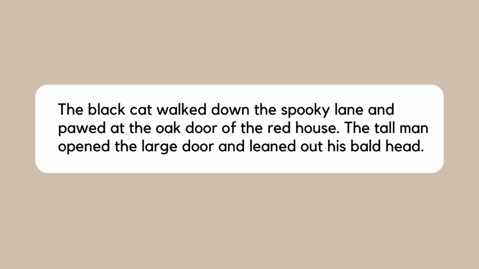every single noun. For example, this type of paragraph is fairly common in amateur writing. The black cat walked down the spooky lane and pawed at the oak door of the red house. The tall man opened the large door and leaned out his bald head. The adjective before every single noun creates a very oddly monotonous feel to the writing, and it can also make writing feel as if it's intended for children, even if it isn't. Let's compare this to an example from a published novel.